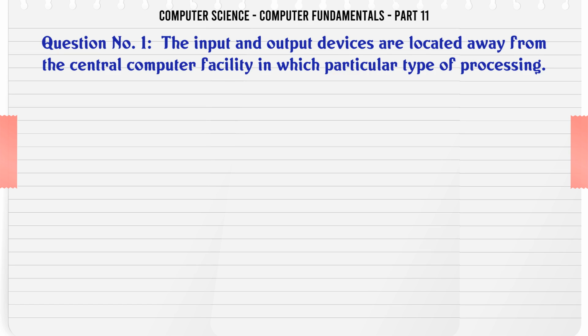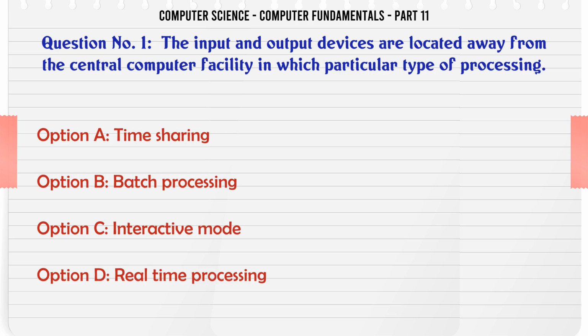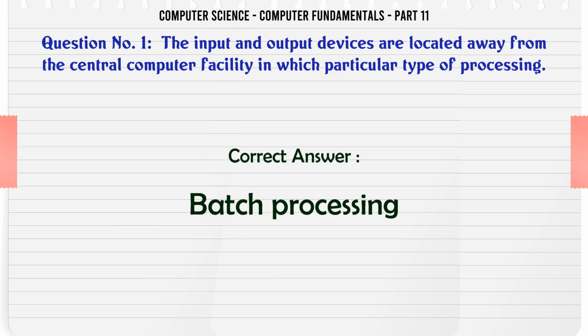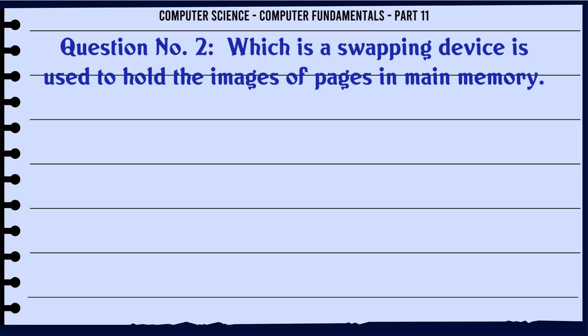The input and output devices are located away from the central computer facility in which particular type of processing? A. Time sharing. B. Batch processing. C. Interactive mode. D. Real-time processing. The correct answer is batch processing.